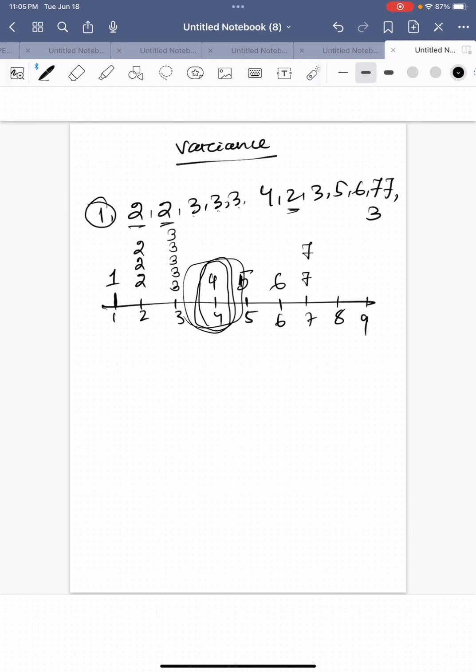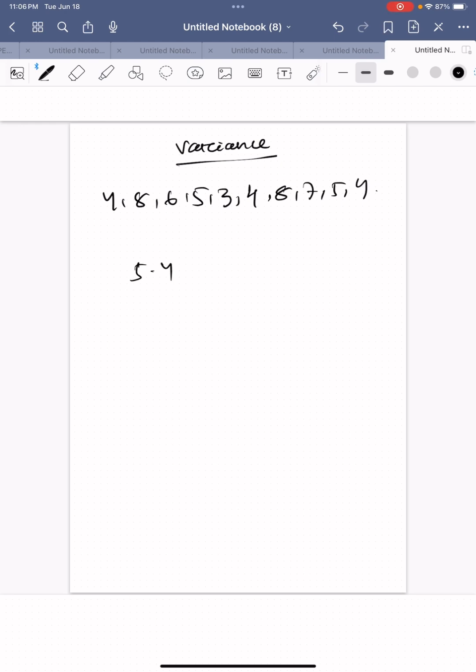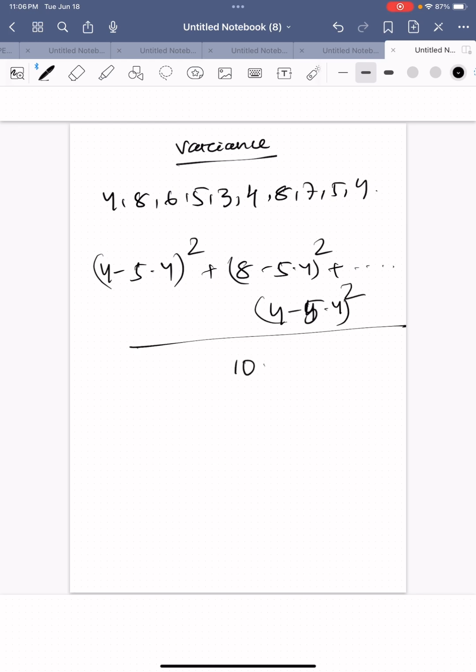Variance is calculated as the average of the squared difference between each data point and the mean of the data set. So let's go back to our previous data set, which is 4, 8, 6, 5, 3, 4, 8, 7, 5 and 4. Our variance would be, the mean value we knew was 5.4, so our variance would be (4 minus 5.4) squared plus (8 minus 5.4) squared plus (4 minus 5.4) squared and so on, divided by 10.